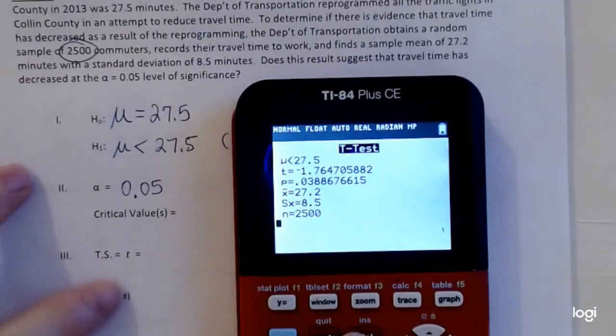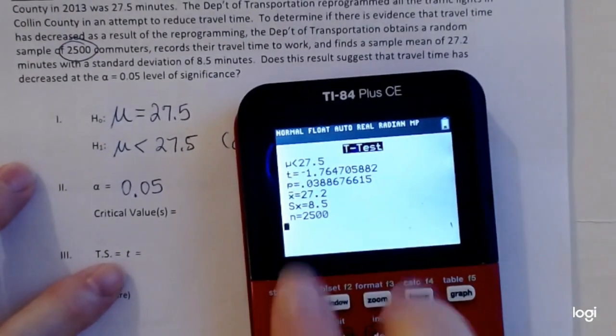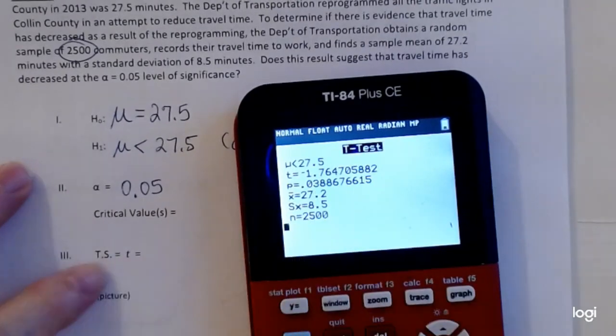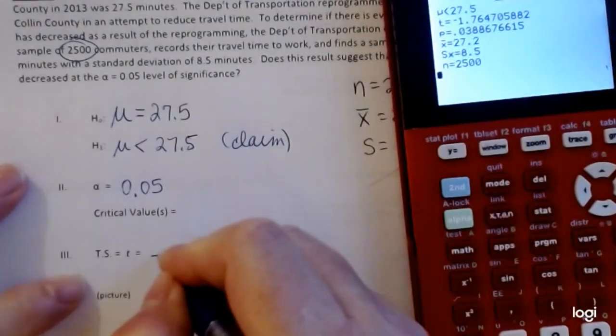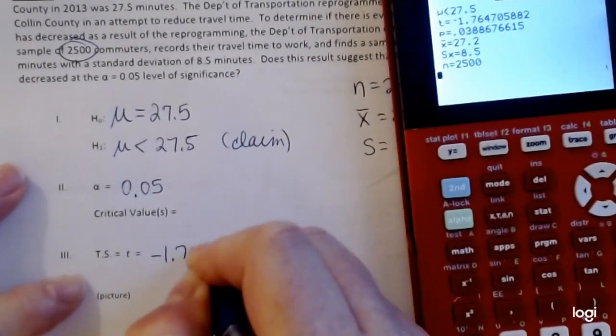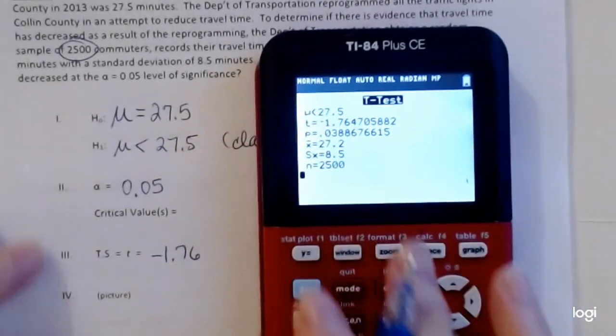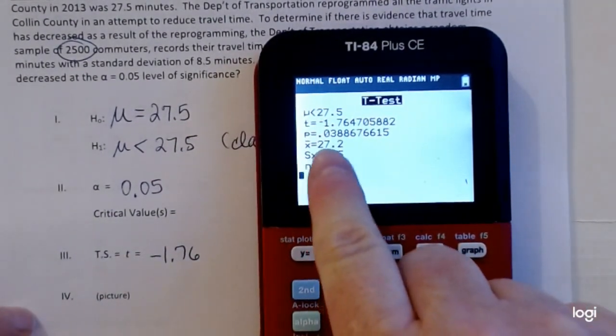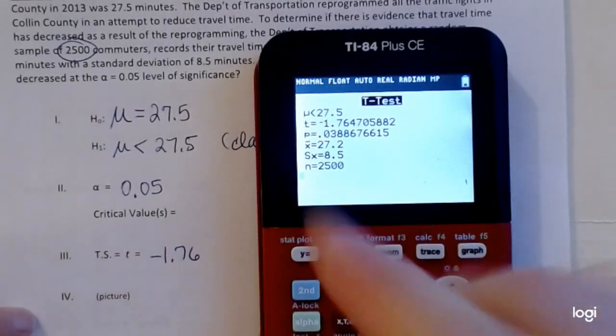And we have our test statistic is a t, and we can see here it's negative 1.76. And the p-value we can see is 0.039.